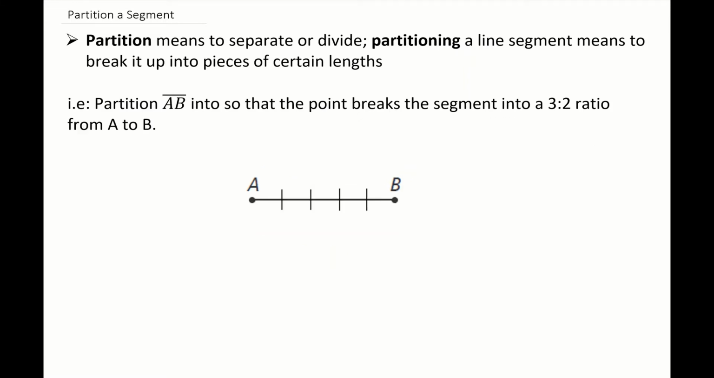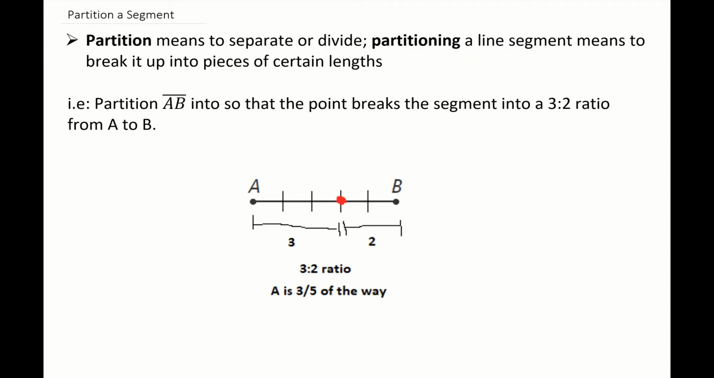Okay, so let's look at another example. Let's say we wanted to partition the same line segment, but now the point has to break the line segment into a 3:2 ratio from A to B. So that means the 3 part refers to A, because that's saying from A. So that refers to A right here. And then the 2 part refers to B. So that means the point has to be 3 away from A and 2 away from B.